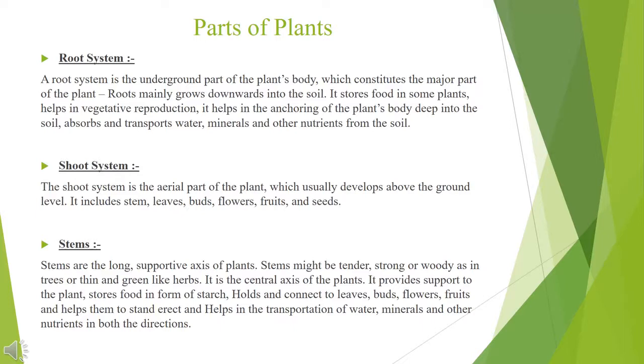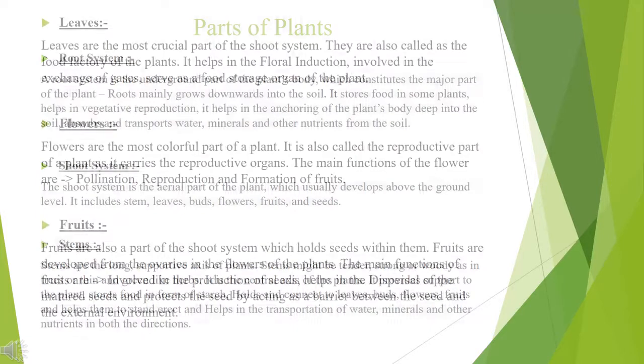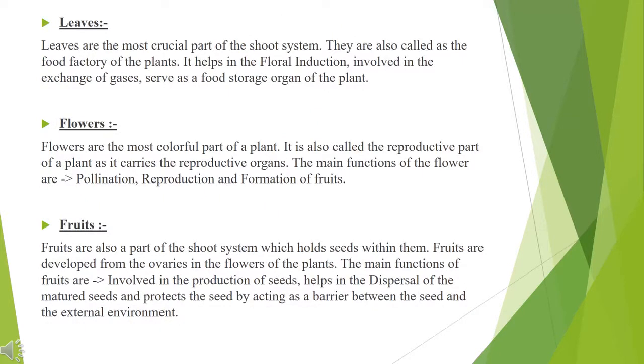After that is the stems. Stems are the long supportive axis of plants. Stems might be tender, strong or woody as in trees, or thin and green like herbs. After that is the leaves. The leaves are the most crucial part of the shoot system. They are also called the food factory of the plants.